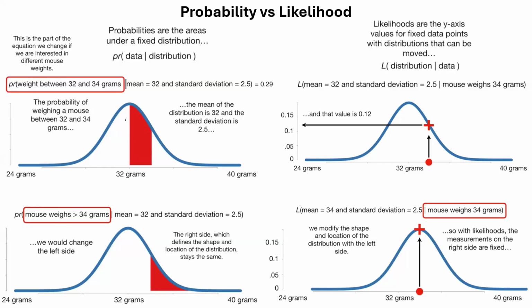In this case we were asked for the probability of the weight of a mouse falling between 32 and 34 grams. We already learned this: we just take the area under this curve. We use z-score tables to easily calculate it.